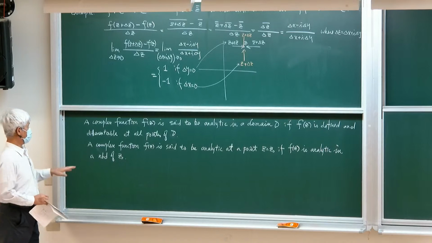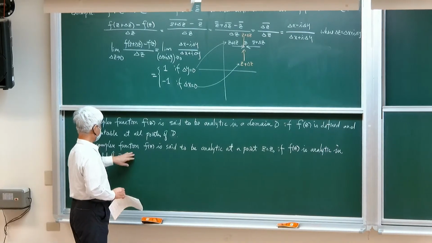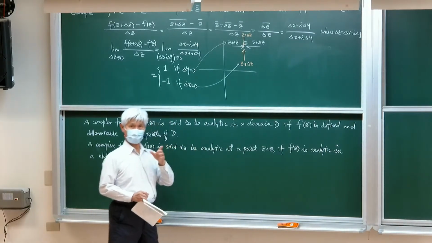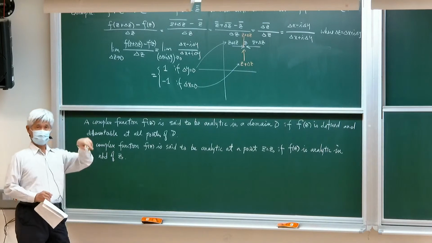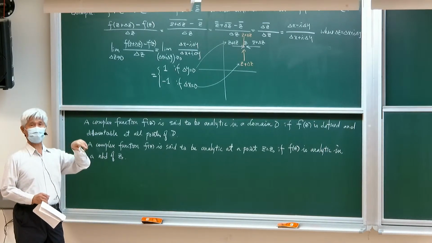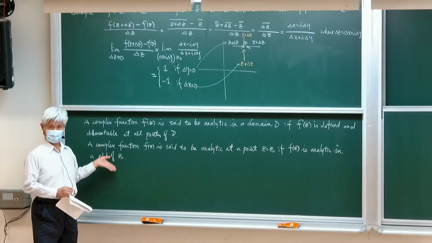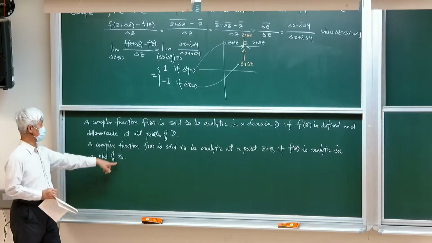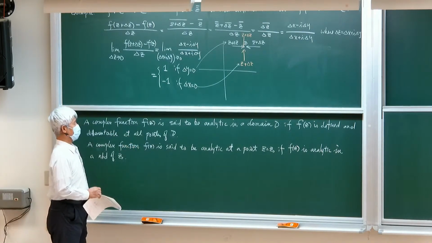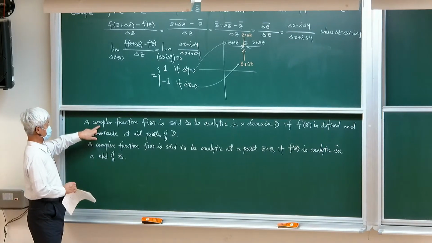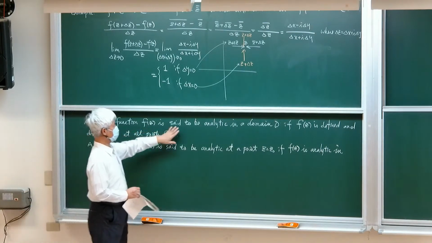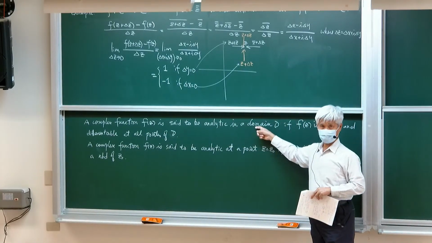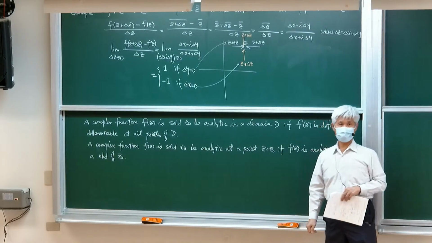So when we say a complex function is analytic at a point, we mean that it is defined on a neighborhood of z0, and is differentiable at every point in this neighborhood of z0, as we say here. So this definition is a special case of the first one, right? Any questions?